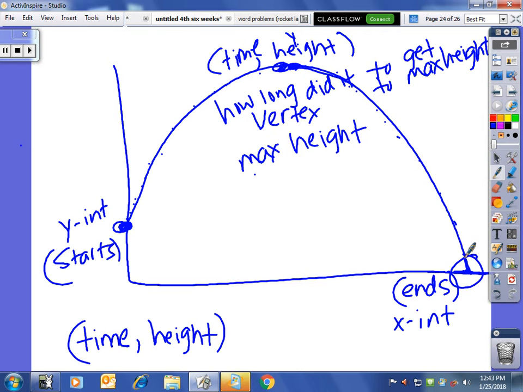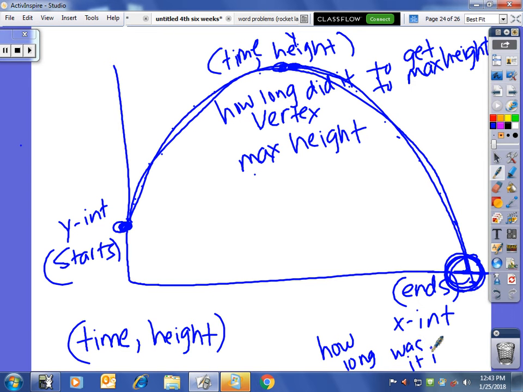Here's the one that kids still get confused on. What are they asking you for there? The x-intercept. How long it's in the air. How long before it lands on the ground. How long did the rocket stay launched? That's this question right here. That's when it ended. The item, the person, the rocket, the ball, whatever it is, it's not in the air anymore right here. And if it's asking you how long, that's a time. How long was it in the air?